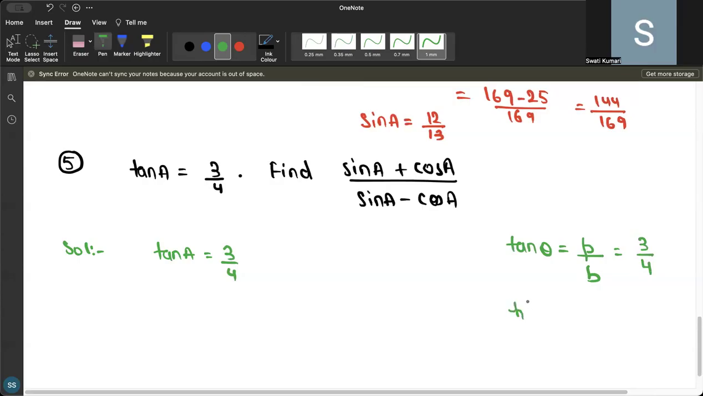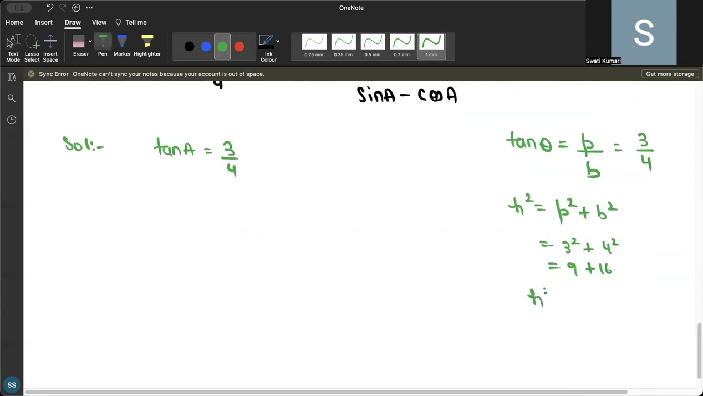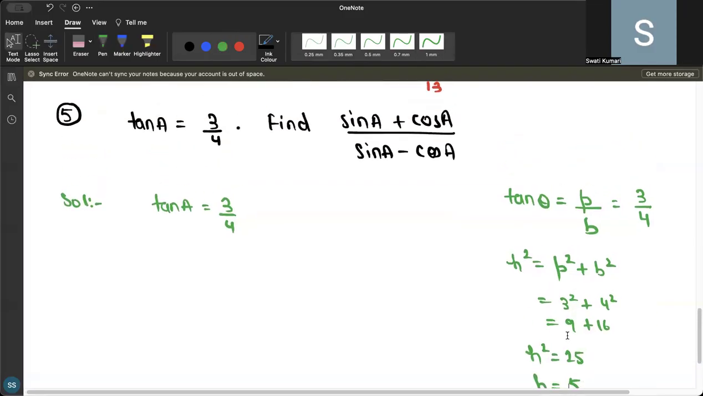Using Pythagoras theorem, we know that hypotenuse square is equal to perpendicular square plus base square. Hypotenuse we have to find out because we don't have this. Perpendicular is 3 square, base is 4 square, which is 9 plus 16, which is 25. So h square is 25, that means h is 5, right? So we have all the three things. We have P 3, we have B 4, and we have H 5.